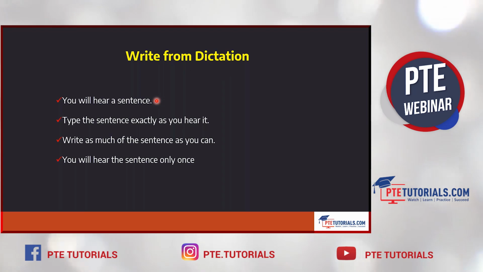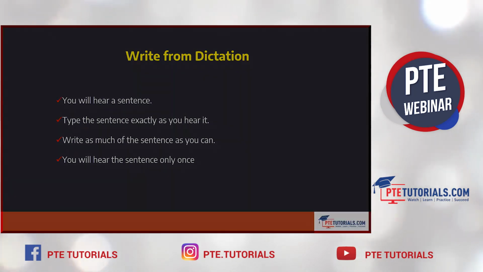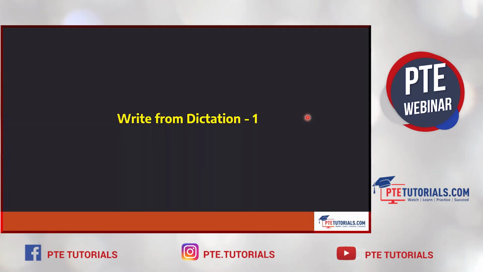Okay, and how do I do that? It means you need to finish your multiple choice questions and select missing word fast. That means once you have listened to the audio, you need to click the option and move to the next question immediately. What happens in this write from dictation is, you will hear a sentence, type the sentence exactly as you hear it, write as much of the sentence as you can. You will hear the sentence only once. So you need to do this 100% accurate. Okay. Now let us start the first one. Start. Get ready with your pen and paper.